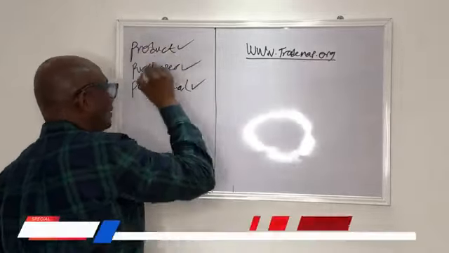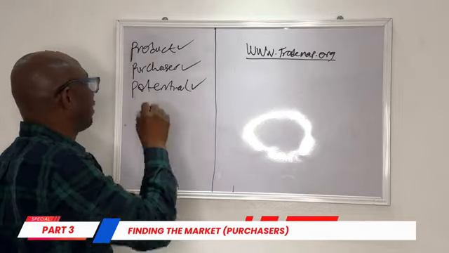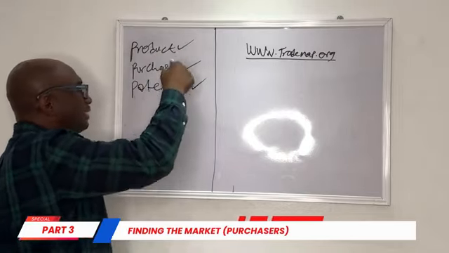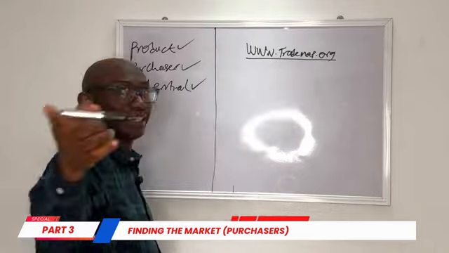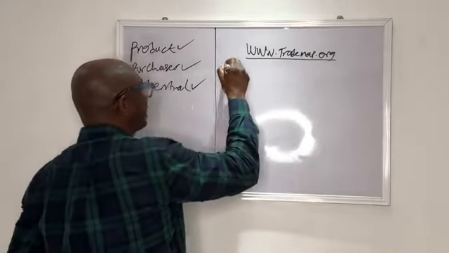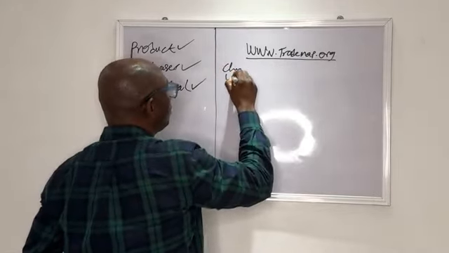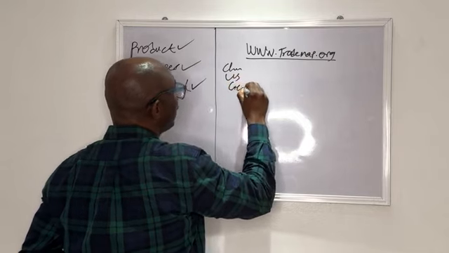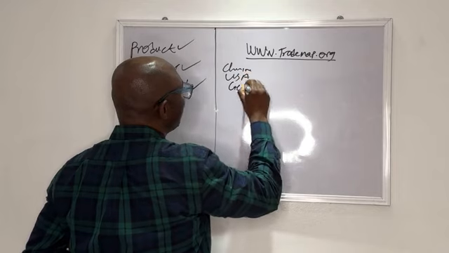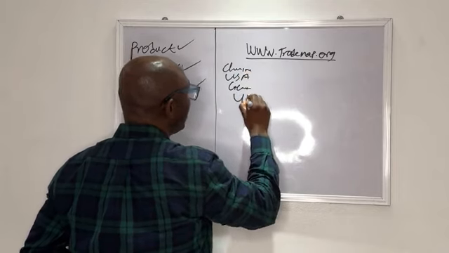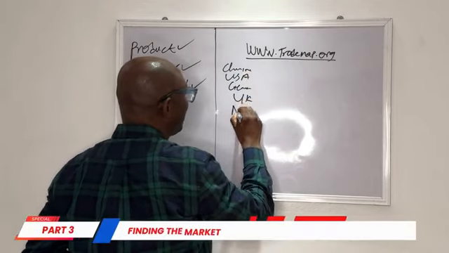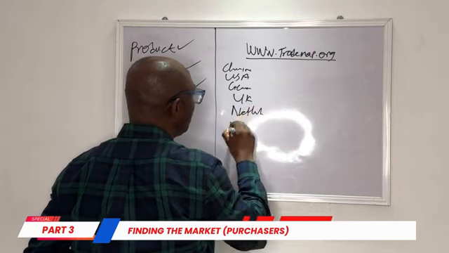Now, purchasers. By the time you look at the top 10, so let's say, for example, you are looking at the product, maybe the highest buyer is China, followed by the US, followed by Germany. China, USA, Germany, then UK. So you can see it in this order, maybe Netherlands, maybe Egypt.